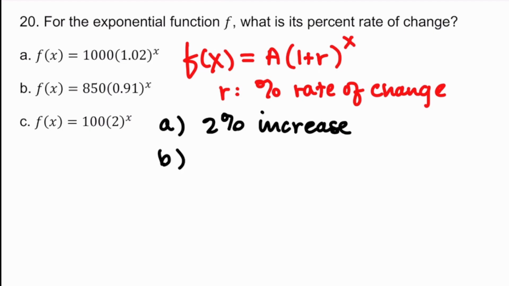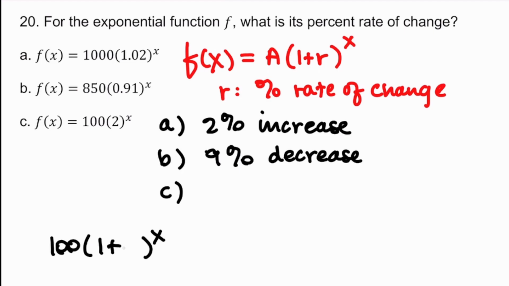Okay, I could look at this as 1 plus negative 0.09 to get 0.91. So my rate of change would be negative 0.09, or a negative 9% increase, or you could just write that as a 9% decrease. But if the percent rate of change is negative, that means things are getting smaller, the amount is decreasing.